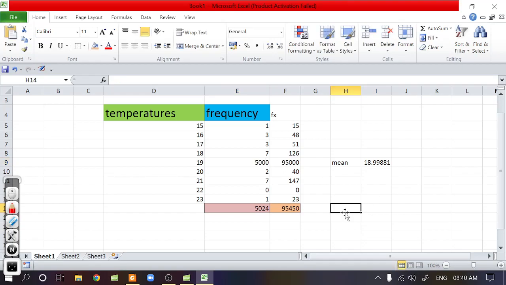Now 95000, 95450, 5024, the mean has also changed, sir. So now this is the Excel sheet. I hope you understood this, Akshita.